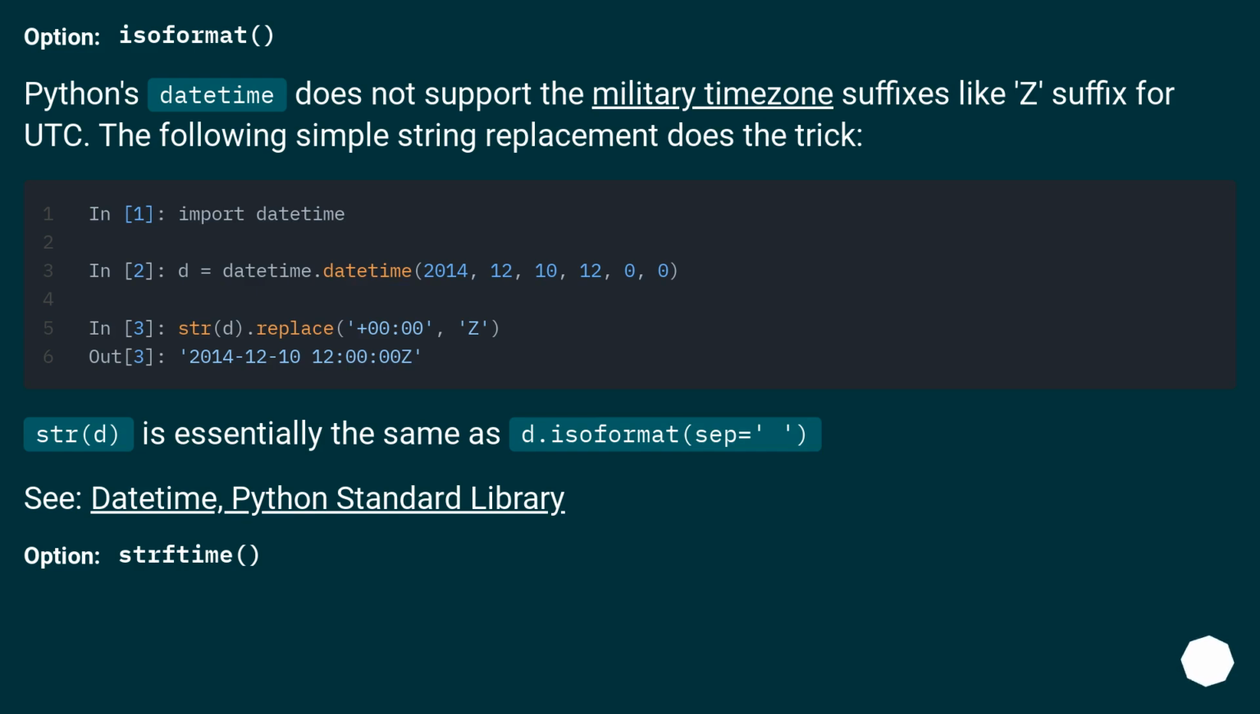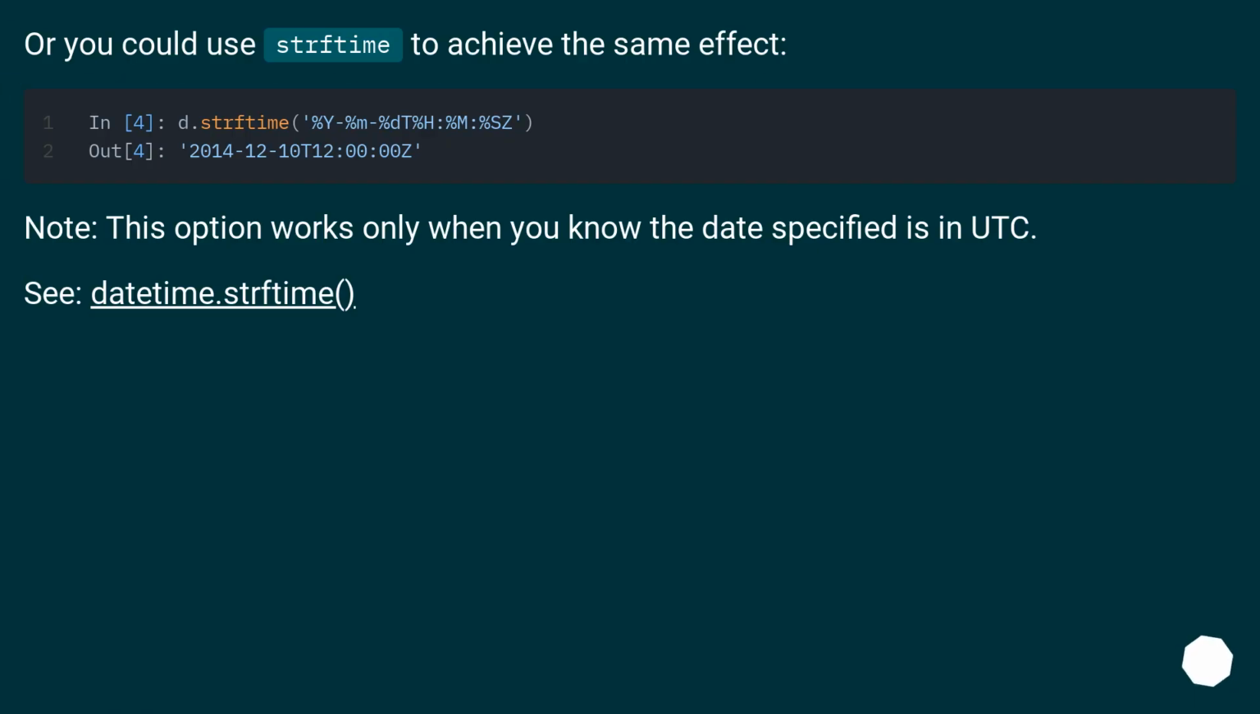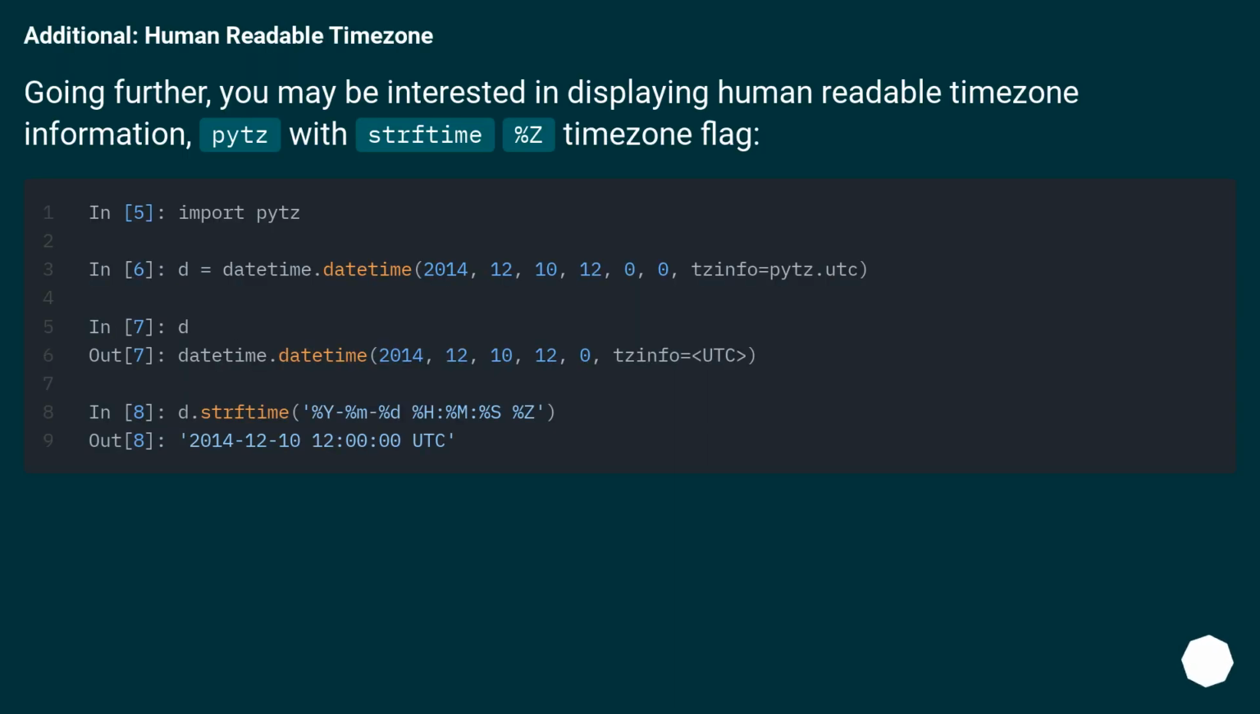Option: strftime. Or you could use strftime to achieve the same effect. Note, this option works only when you know the date specified is in UTC. See datetime.strftime. Additional, human-readable time zone. Going further, you may be interested in displaying human-readable time zone information, pytz with the strftime %z time zone flag.